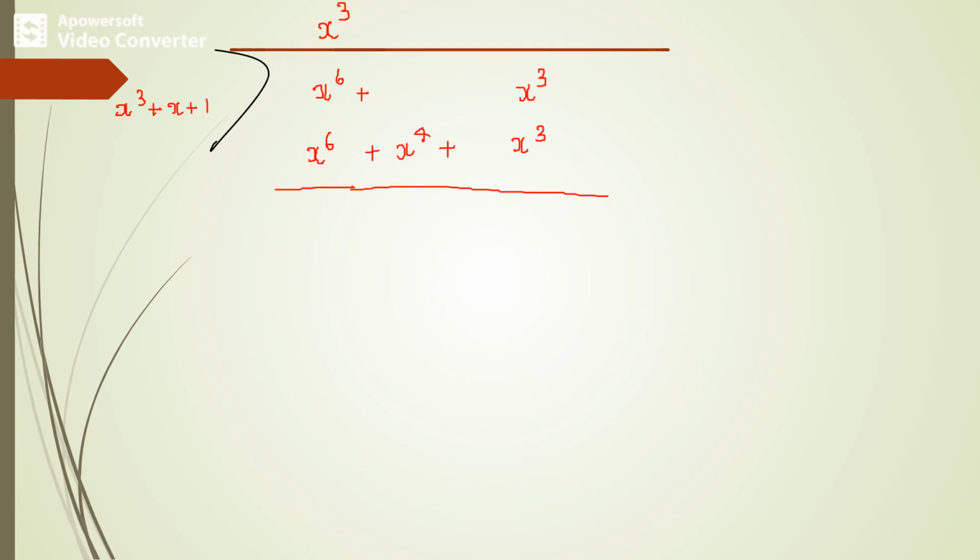So we will get x power 4 over here. Now I can take the value as x, that means x power 4 on multiplication will get x power 2 plus x. So the remainder you will get is x power 2 plus x. No more multiplication is possible, so I can take this as the remainder R.